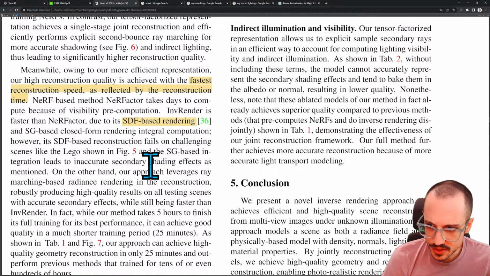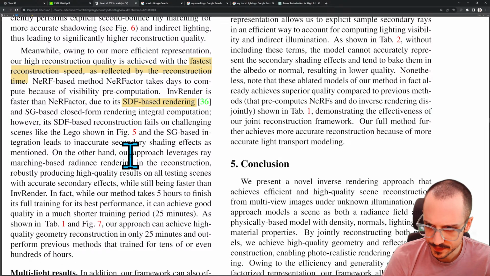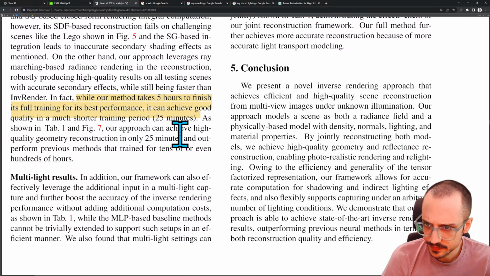Our approach leverages ray marching based radiance rendering in the reconstruction, robustly producing high quality results on all testing scenes. While our method takes 5 hours to finish, we can achieve good quality in a much shorter training period of 25 minutes. Our framework can also effectively leverage the additional input in a multi-light capture and boost the accuracy of inverse rendering.